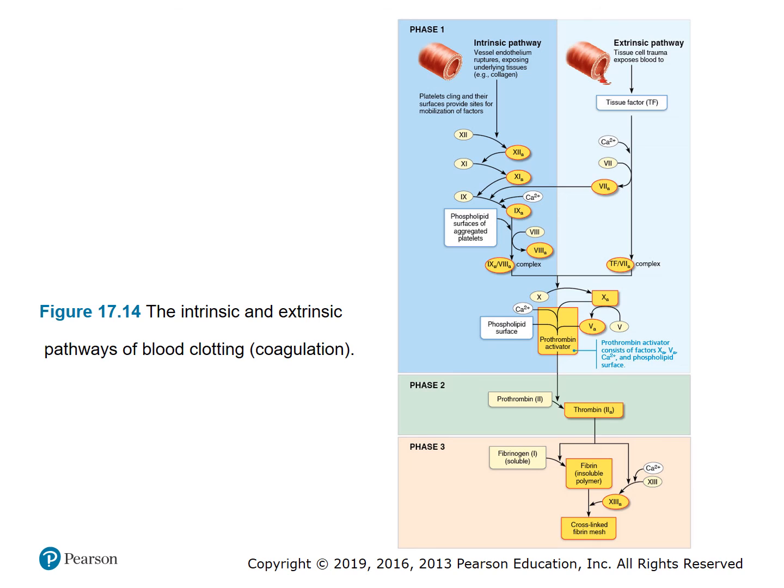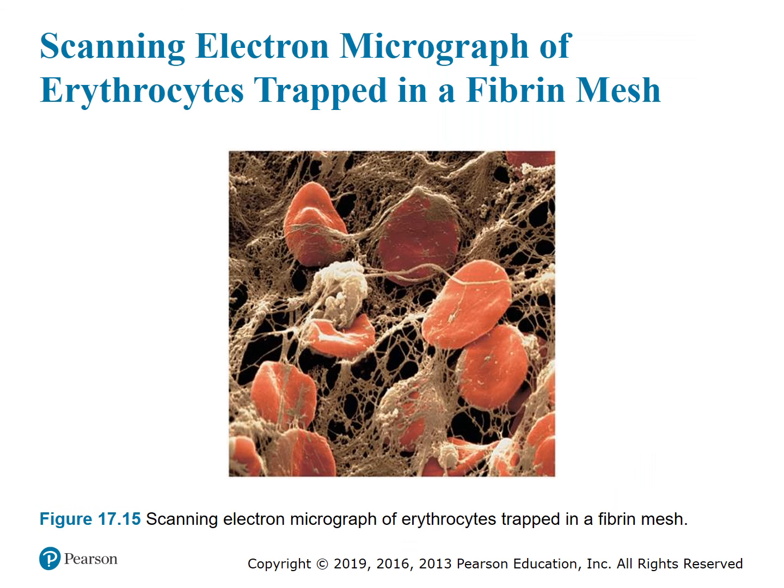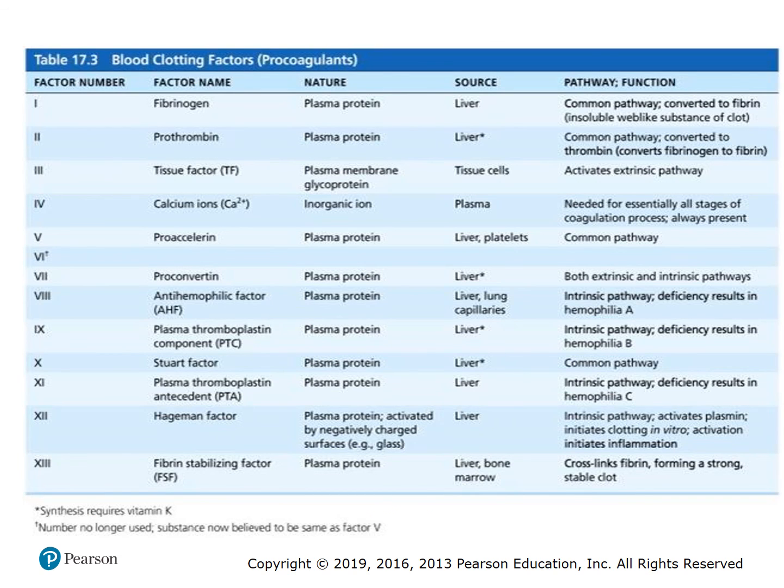And this figure shows the 3 phases, the complete pathway and cascade effect from the three phases. So the end result after injury is a cross-linked fibrin mesh. Figure 17.15 shows a scanning electron micrograph of red blood cells that are trapped in this fibrin mesh. Table 17.3 shows the 13 factors and their name, their nature, their source, and their pathway and function.